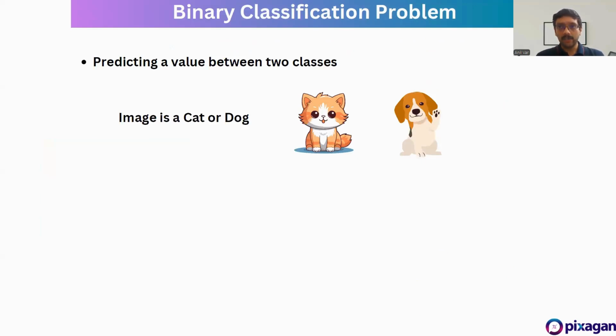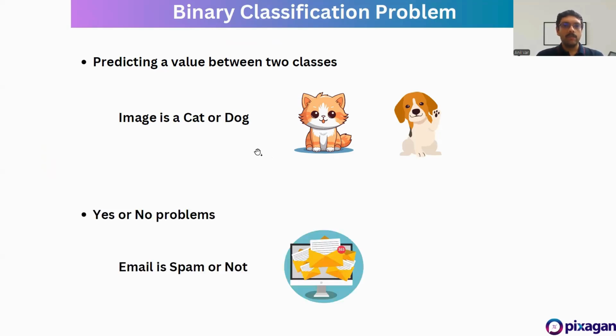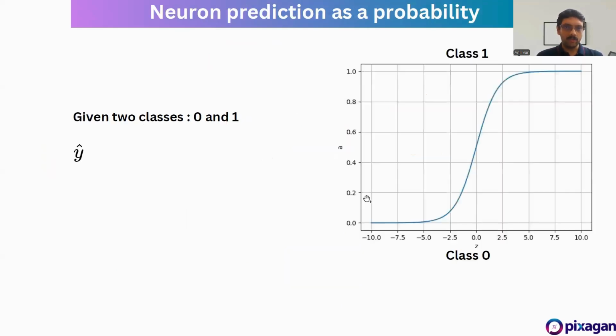Now, a binary classification problem, which is what we're going to look at today in terms of an example, is where you have two classes. So you're trying to pick which of the two classes it is. You could say, is it a cat or is it a dog? One of the two classes. Or you could have yes or no problems. So is the email spam or not? Is the sentiment of the review positive or negative? Problems like that are binary classification problems.